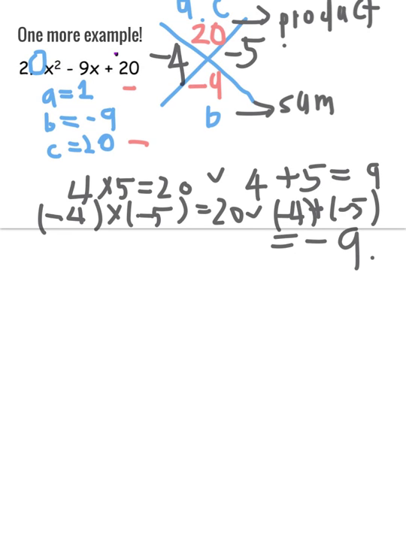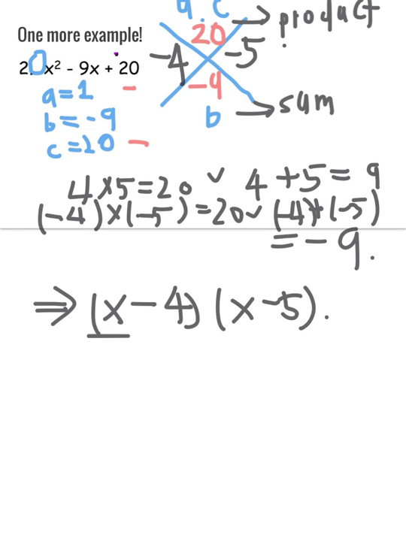So what do we do now? Now we're just putting that in this form, x minus 4, x minus 5. And this is the factor form of x squared minus 9x plus 20.